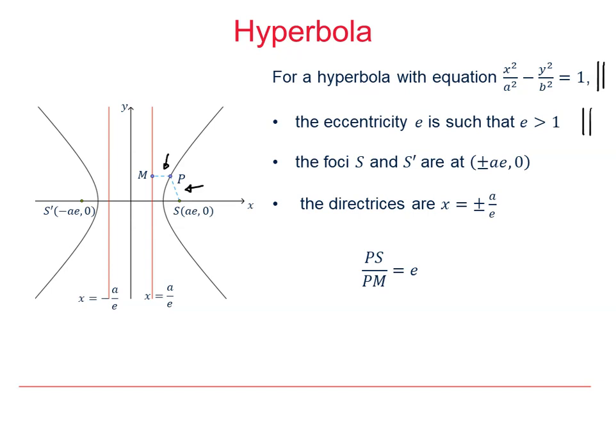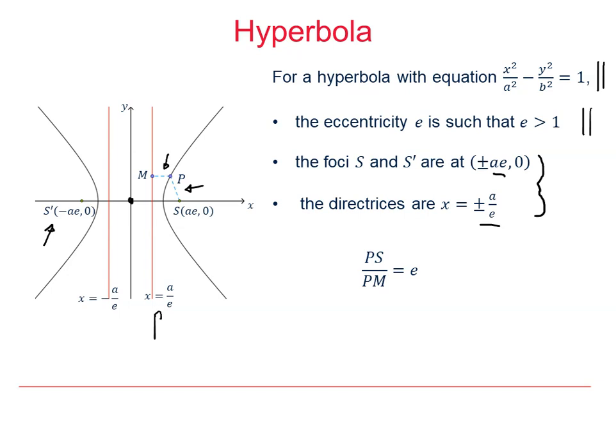You'll see that the expressions for the foci and the directrices are exactly the same as for the ellipse. However, because e is greater than 1, ae is much bigger than a divided by e. So this time the directrix is closer to the origin than the focus, lying between the origin and the focus S. On the opposite side, we have a symmetric focus S dash and its corresponding directrix x equals negative a over e.